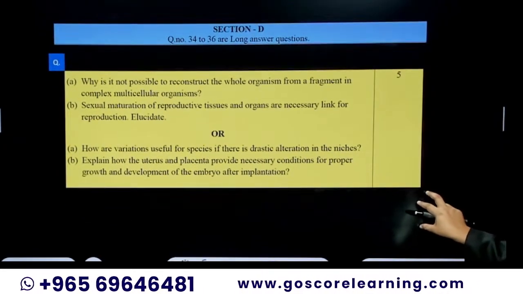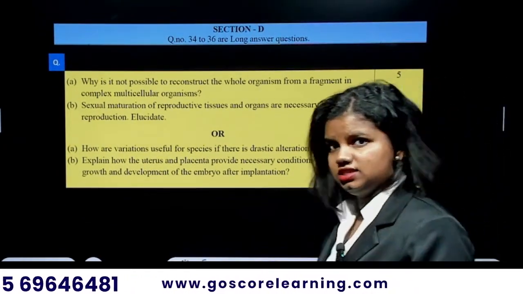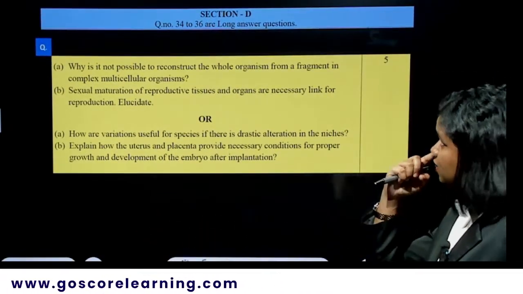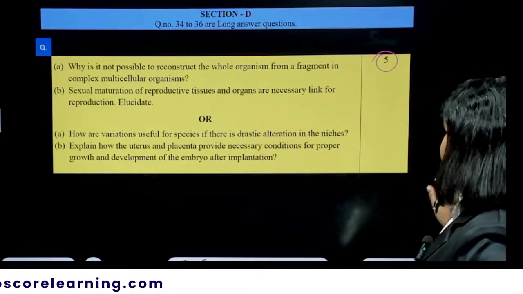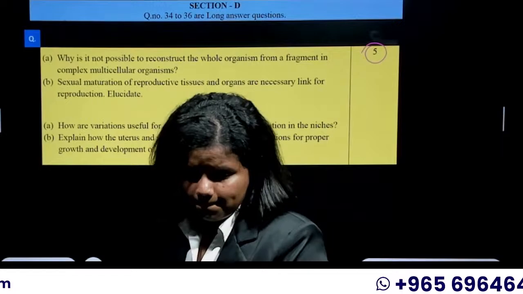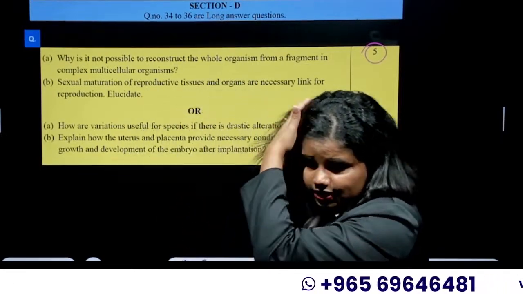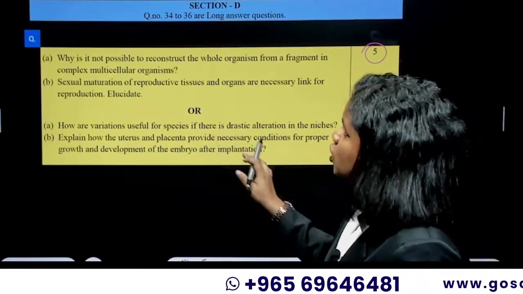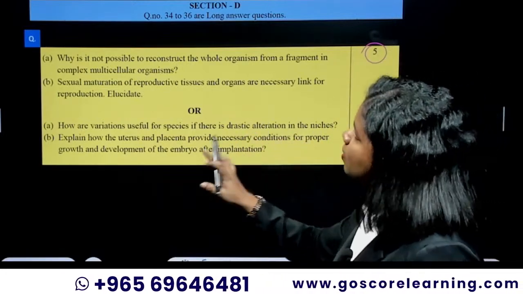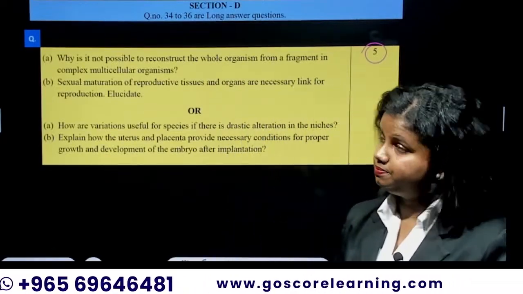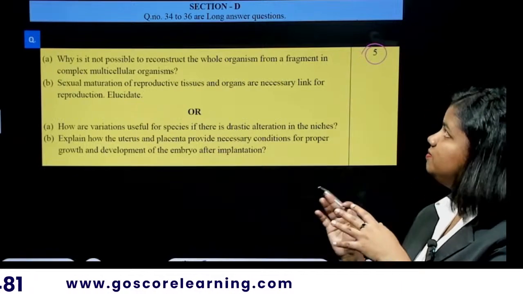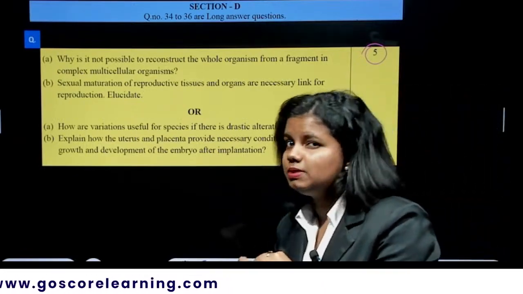Okay, now the second last session, and for us the last session, because we have already discussed the E session, right? So in the section D, you will get a 5-mark question. So this is how the question is arranged. Why is it not possible to reconstruct the whole organism from a fragment in complex multicellular organisms?